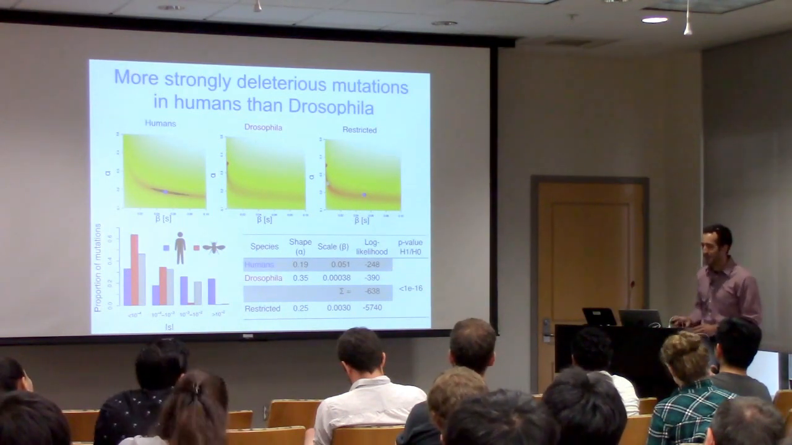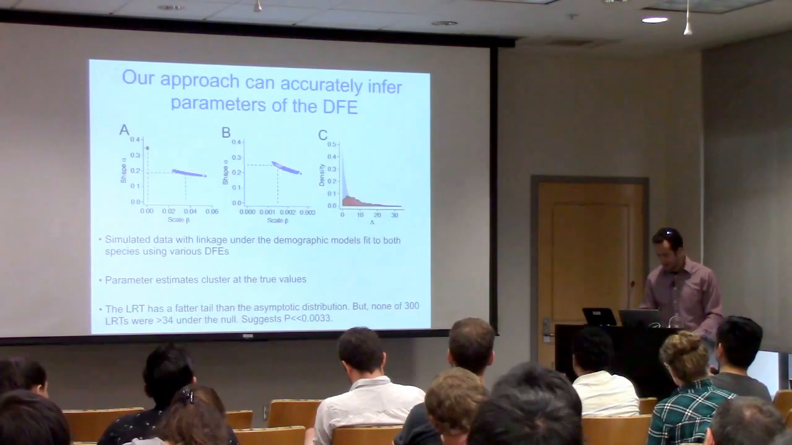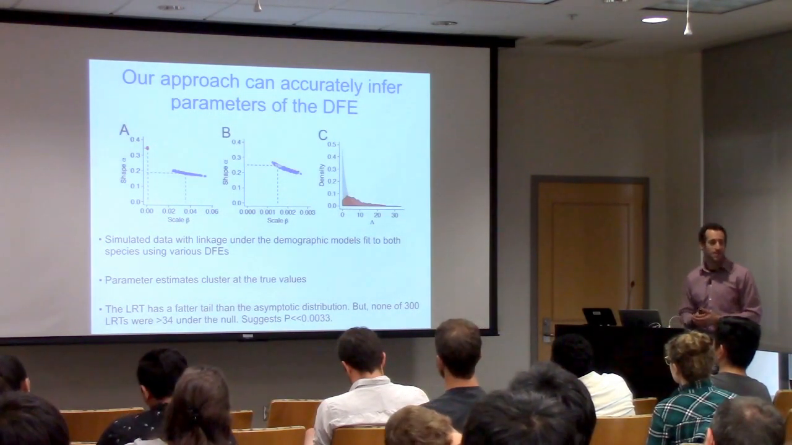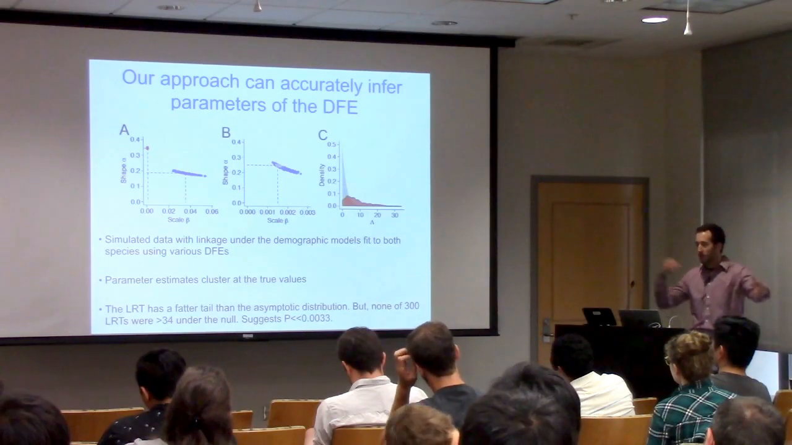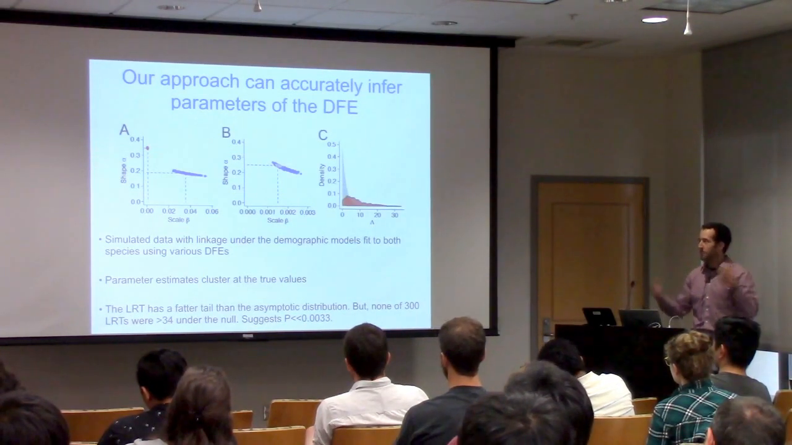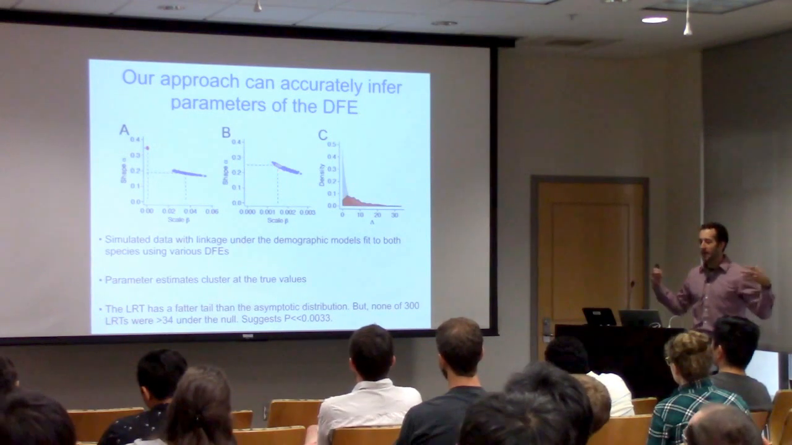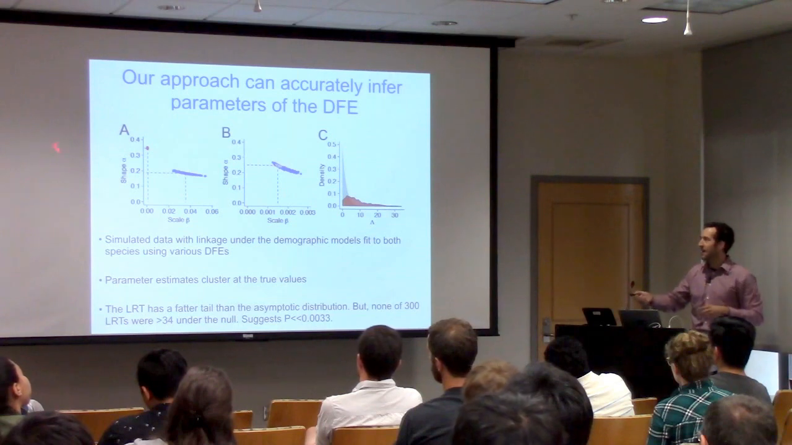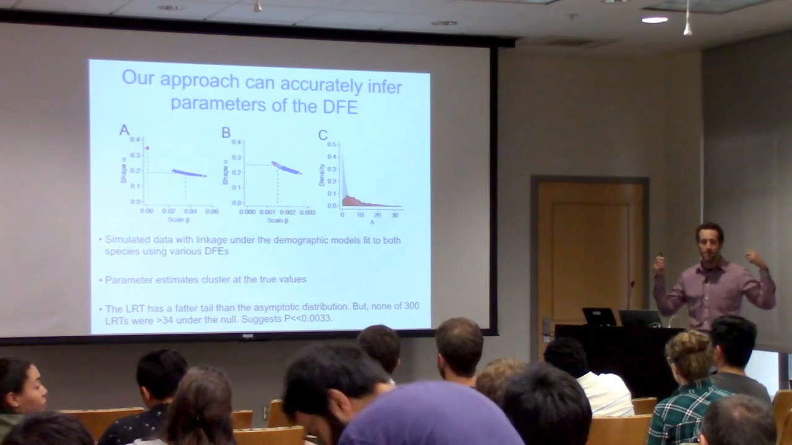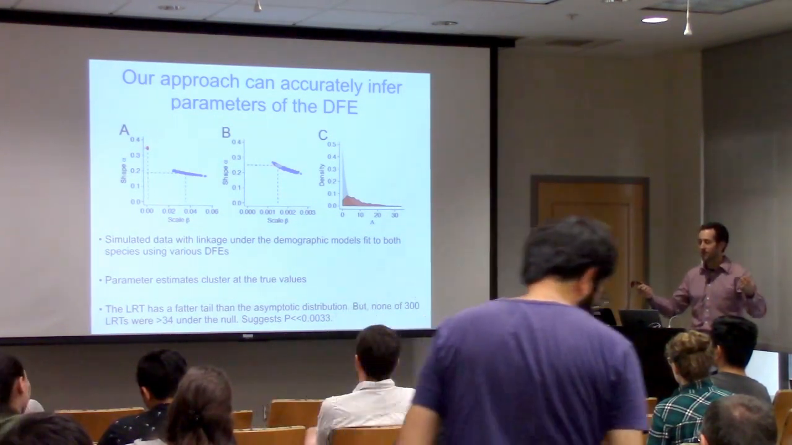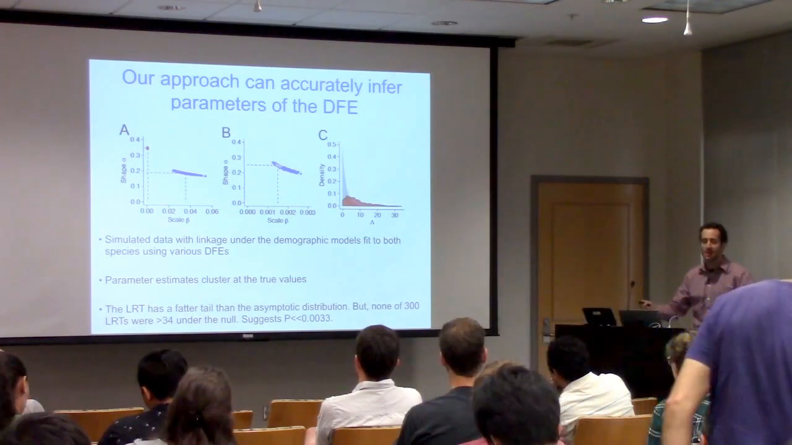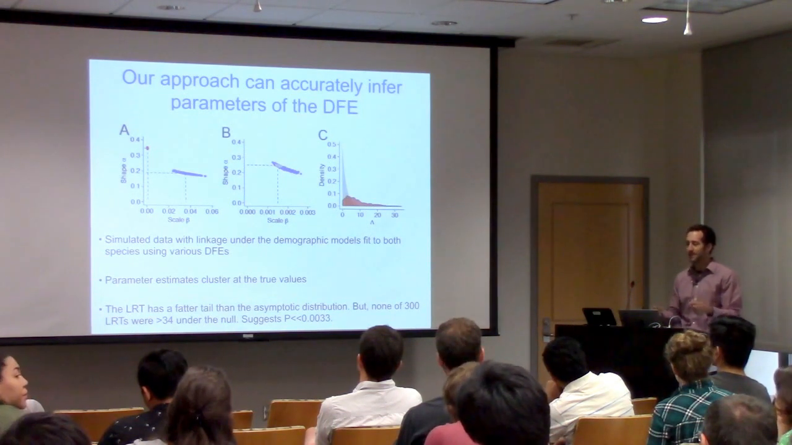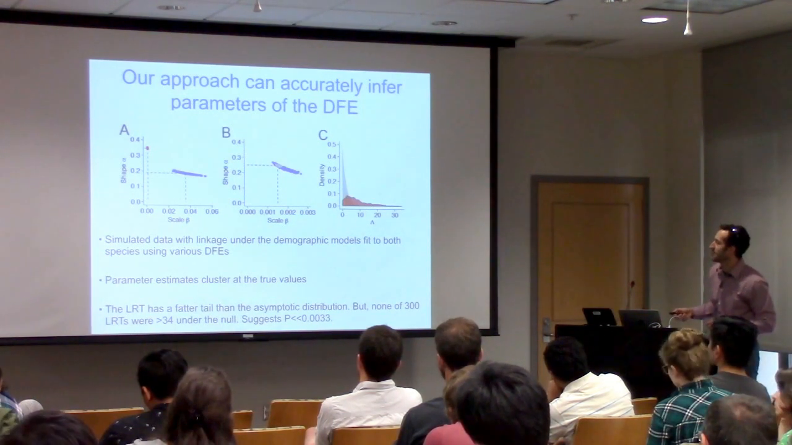I just said that the asymptotics of likelihood ratio tests don't apply here. And so what we did was we ran a large number of simulations where we simulate data under the demographies of the two different species. In this case, the distribution of fitness effects is constrained to be the same in both species, and then in this plot, we use the best fitting parameter estimates for each of the different species. We simulate a bunch of data sets with linkage, and then employ the inference method where we, again, pretend everything's independent, and look at how our parameter estimates are.